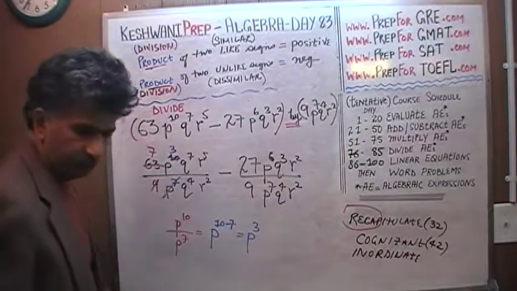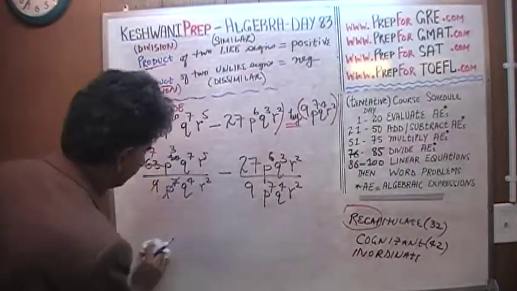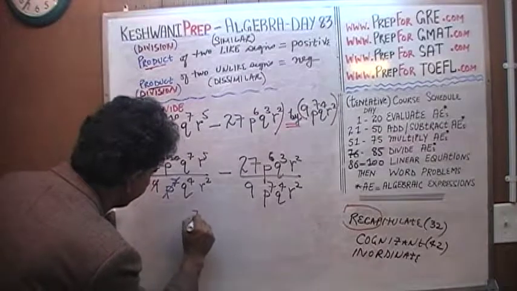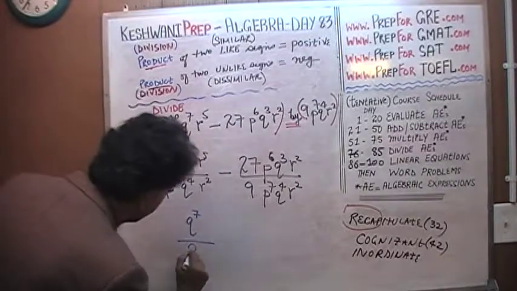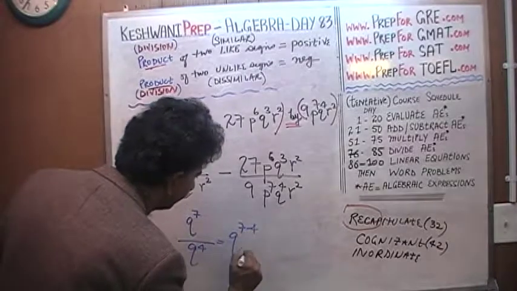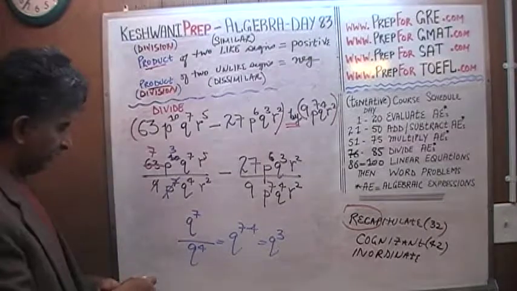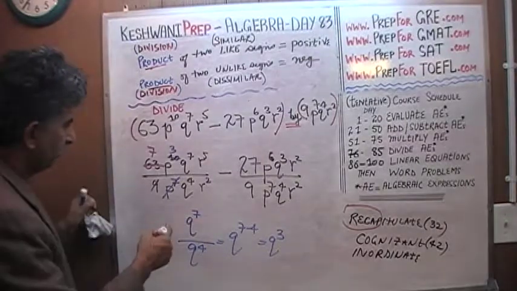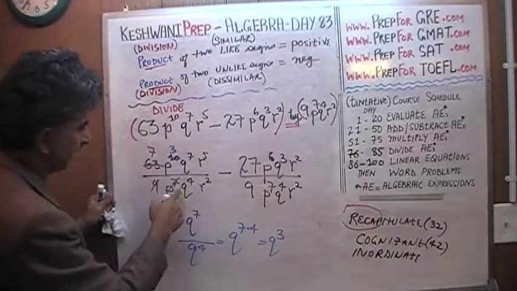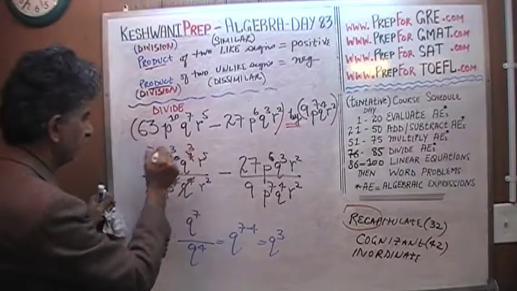Let's do the q now. We have q to the 7th over q to the 4th, which is the same as q to the 7 minus 4, which is q to the 3rd. We're going to do the same thing again. We're going to show that q to the 7th becomes q to the 3rd when it's divided by q to the 4th. So here the q to the 4th disappears, and this 7 turns into a 3.